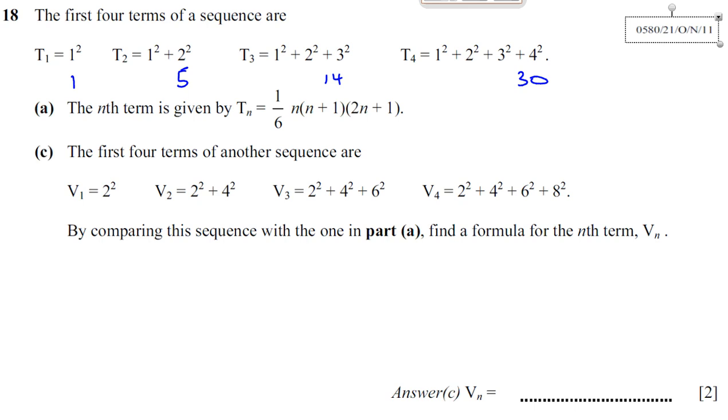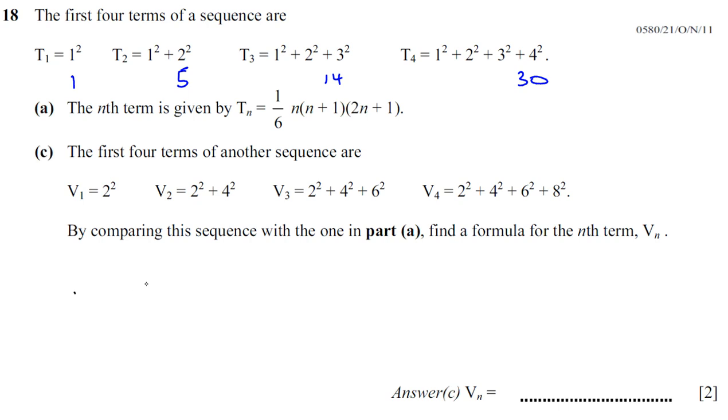Okay, now for part C of this question, it tells us the first four terms of another sequence, V. V1 equals 2 squared, V2 equals 2 squared plus 4 squared, V3 equals 2 squared plus 4 squared plus 6 squared, and so on. So each of the terms that are being squared are basically 2 more than the term beforehand.